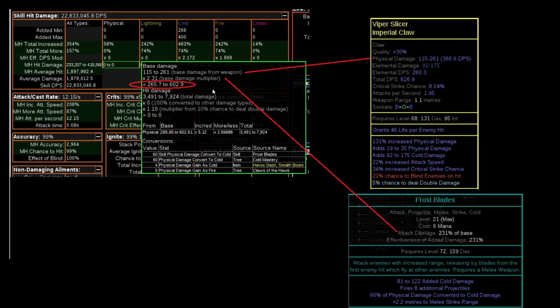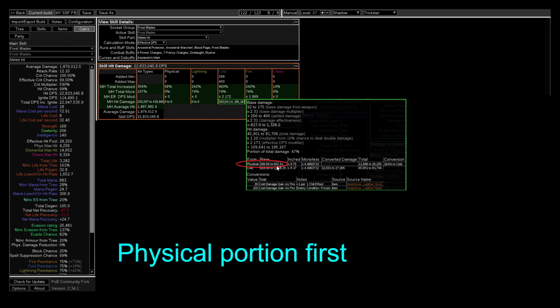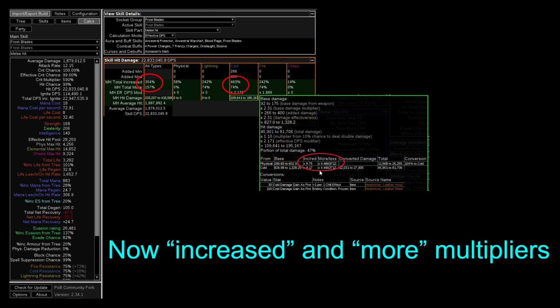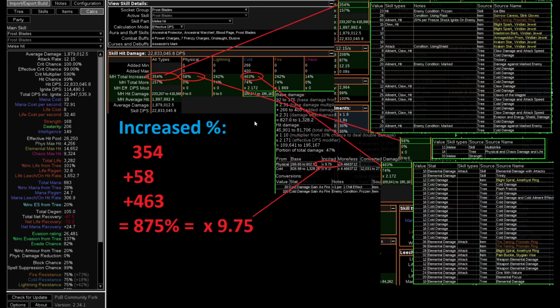So to get the base physical damage, you need to look at the base physical damage that's on the claw and the effectiveness on the gem. Again, 231%. Those numbers are multiplied together, and you get this number, 265 to 602. Okay. Now this number is going to get multiplied by all of your increased and more damage multipliers. These two numbers here, which is also here and here, increased and more damage. So let's talk about increased first. Now I know there's a lot going on the screen right here, but I'm going to break it down.